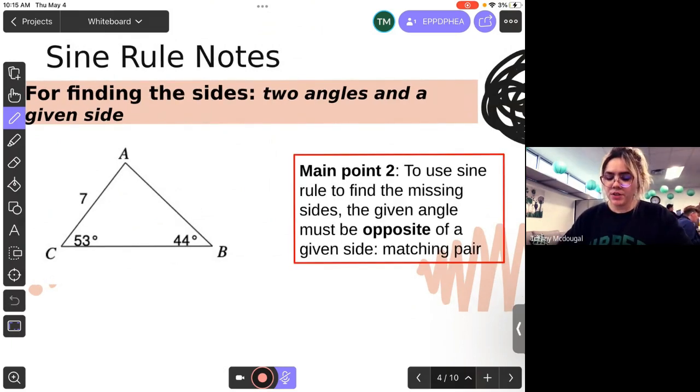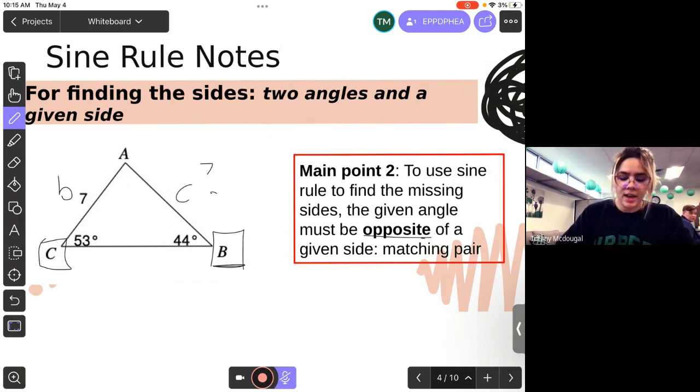To use sine rule to find the missing side, the given angle must be opposite, keyword there, opposite of the given side. I call this the matching pair, meaning that if I have big B, like here, capital B, the angle B, that means I also must know little b, and that is my matching pair. And you can see over here, I have capital C, and I don't have little c, but if I use sine rule, I could solve for it. And I don't know anything about capital A or little a, so that is irrelevant. I don't need it.